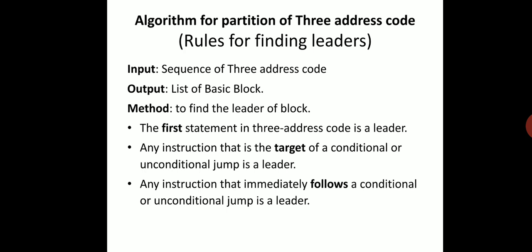Now which statement is called a leader statement? There are certain scenarios. First, the first statement in the 3 address code is always a leader statement. Then any instruction that is the target of a conditional or unconditional jump is a leader statement. And third, any instruction that immediately follows a conditional or unconditional jump is a leader statement. We will understand the second and third rules with the help of an example.